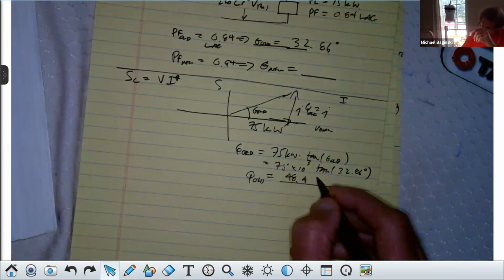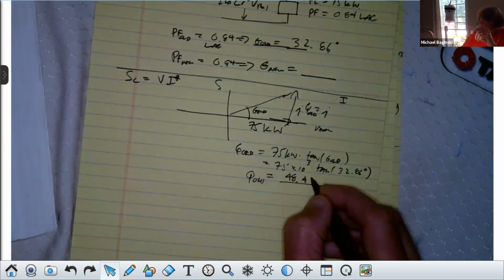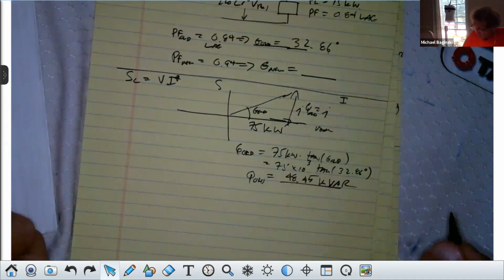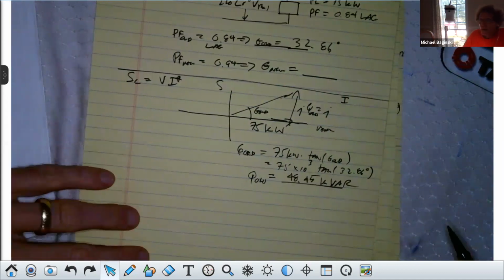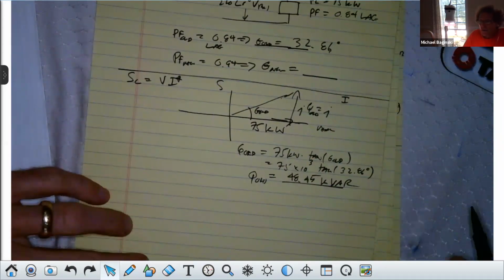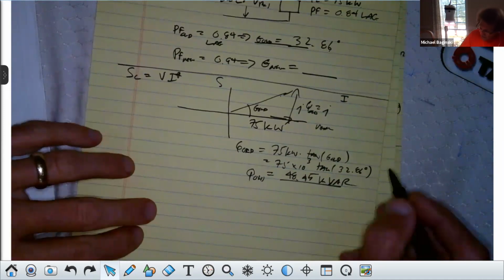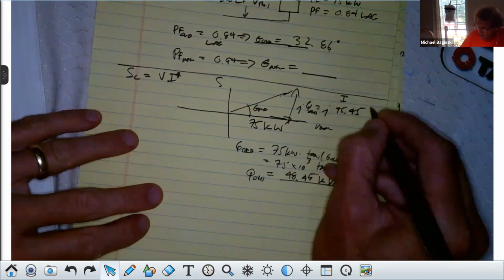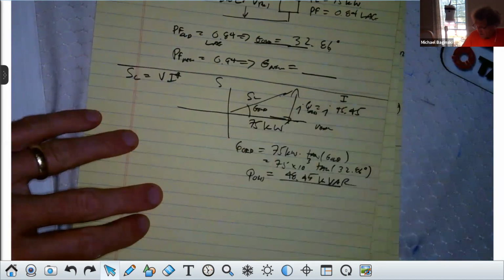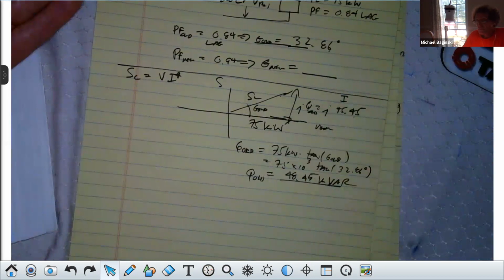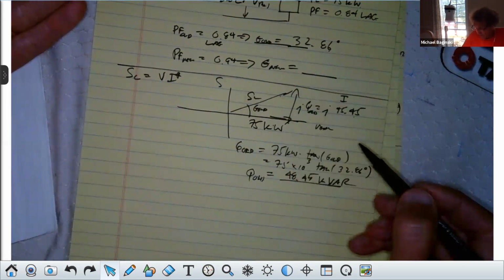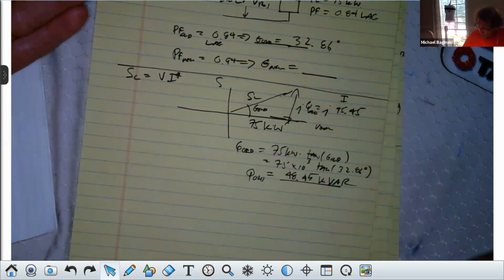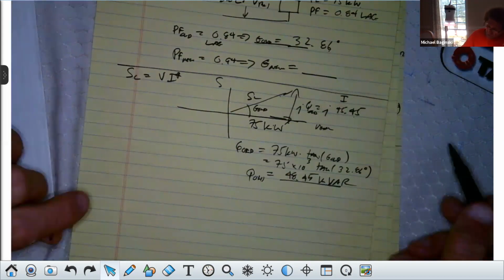That's 48.45 kVAR, kilovolt amps reactive. Agreed, class? Thank you. Now we could calculate this right here. It's just this plus this: real 75 times 10 to the third plus j 48.45 times 10 to the third. We could, but we don't need to. That's the old, right? This is the old thing.